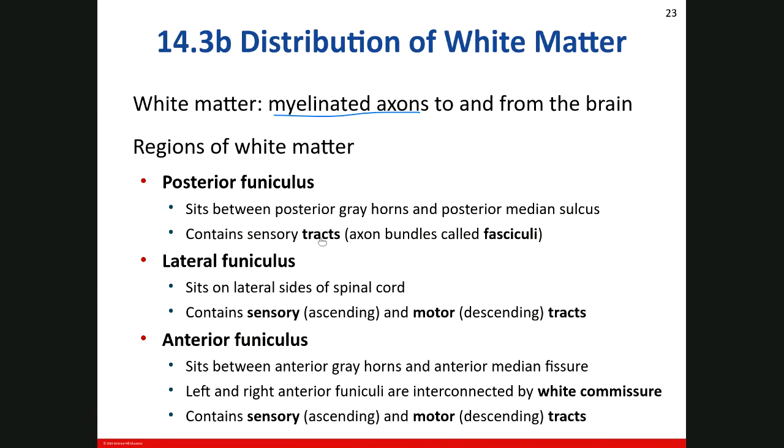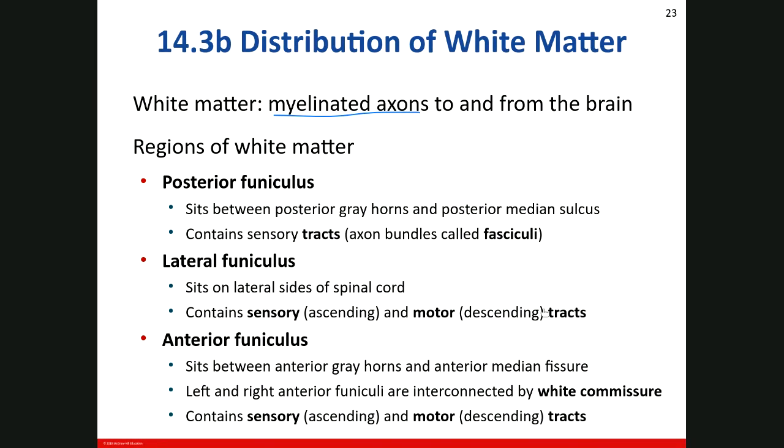The lateral funiculus is located in the lateral side of our spinal cord. In the lateral funiculus, we have two types of tract. Some of them are sensory, they go up to our brain. Some of them are motor, they come down from the brain and go to different organs. If it goes up, we call it ascending. If it comes down, we call it descending tract.